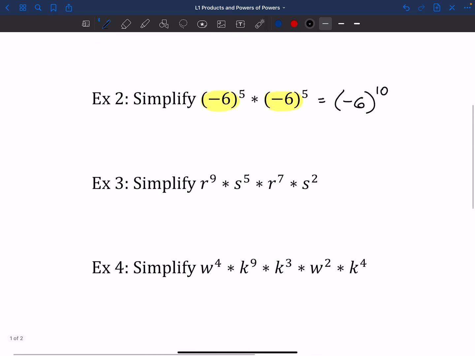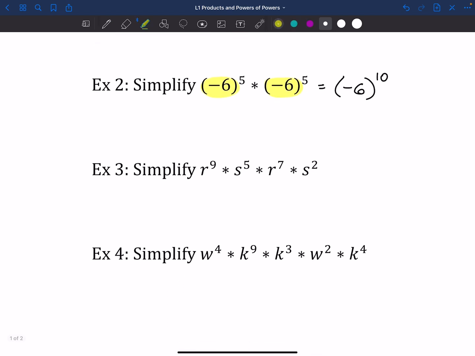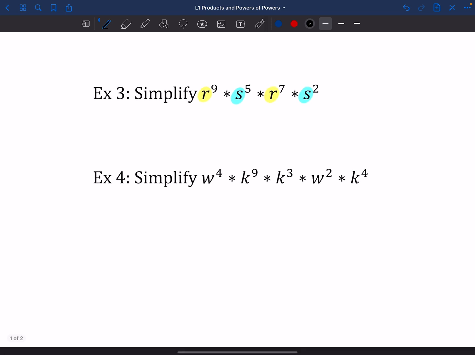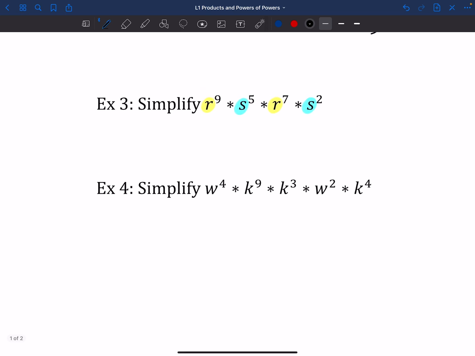And sometimes you might have more than one variable floating around in these types of problems. You might have some with r's that also have some s's thrown in. So when we're using this property for cases like this, we're combining the ones that go together, the ones that have the same base. If I'm looking at the yellow highlighted stuff, I had 9 r's and then another 7 r's. Altogether, that's telling me that I have r to the 16th power. Kind of the same thing for the s's. I had 5 in the front and then 2 later on, so altogether that's 7 s's.